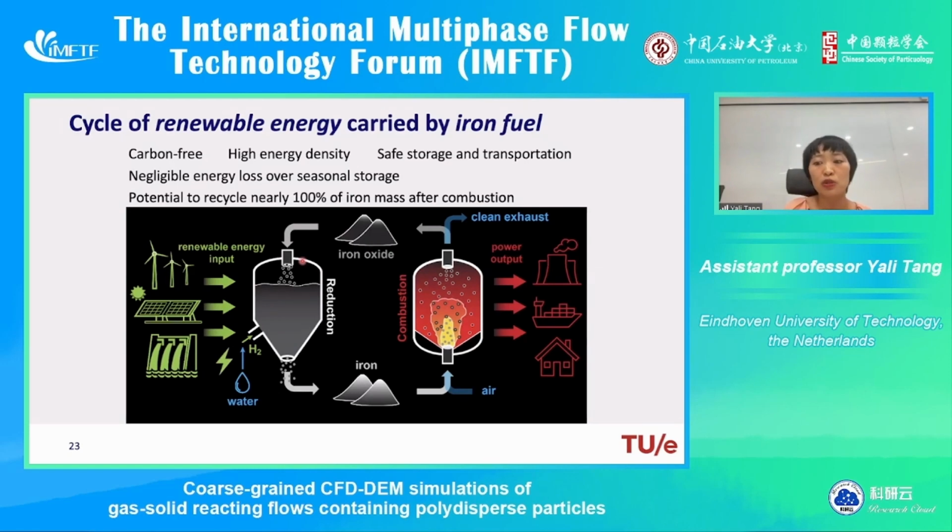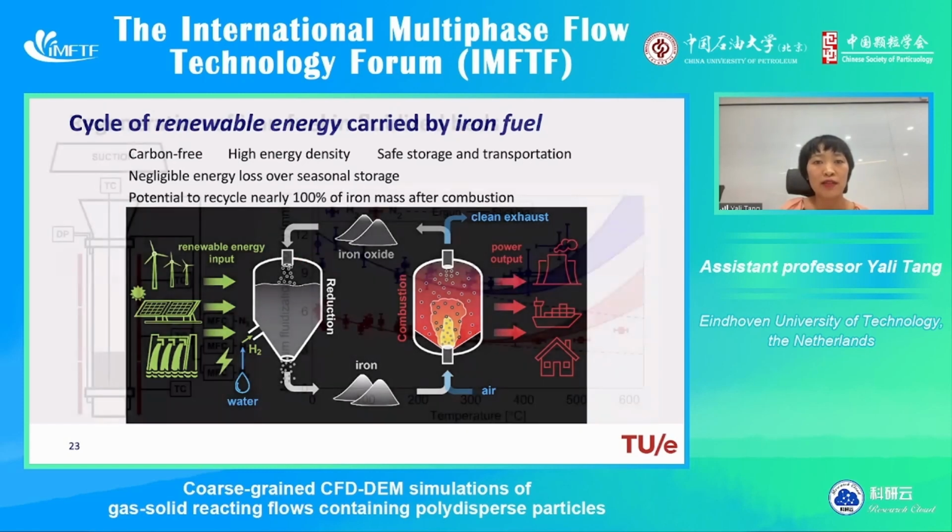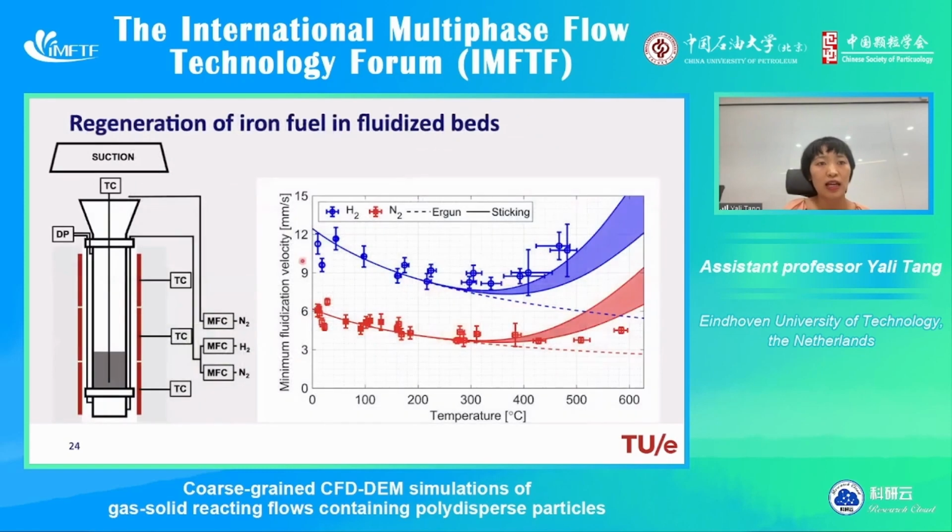In this case, we use a fluidized bed to carry out this reduction process, and we start with experiments. This is the sketch of our lab experimental setup. It's a cylindrical fluidized bed. As you can see, we are able to inject either pure nitrogen or hydrogen or a combination of both. We installed multiple thermocouples to measure the temperature at different locations. And during the experiment, we keep track of the bed pressure drop.